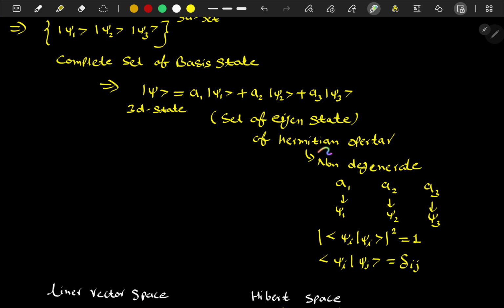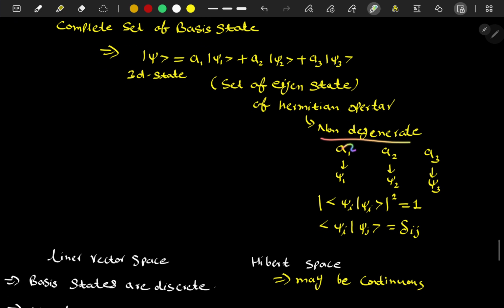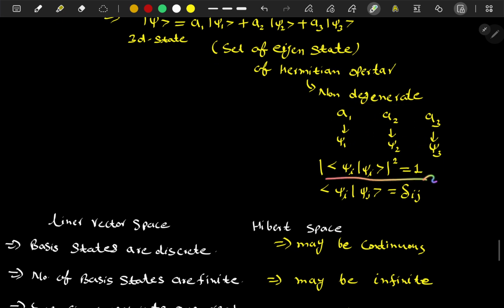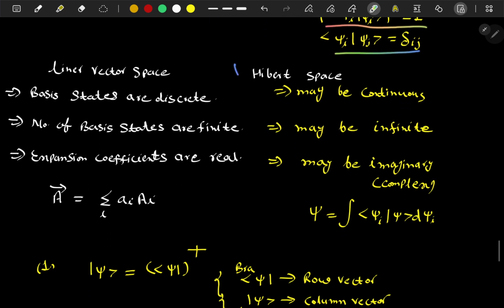Now we discuss the Hermitian operator, and here for a Hermitian operator, a1 is related only to psi 1, a2 related to psi 2, and a3 related to psi 3. So this will be normalized and orthogonal. Now there is a certain comparison between linear space and Hilbert space. In linear space, basis states are discrete, the number of basis states is finite, and expansion coefficients are real. In Hilbert space, the wave function may be continuous, so basis states may be continuous and may be infinite, and the coefficients are complex numbers, meaning they can be either imaginary or real.